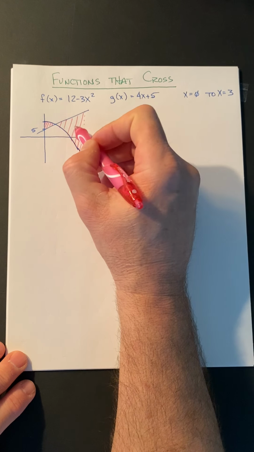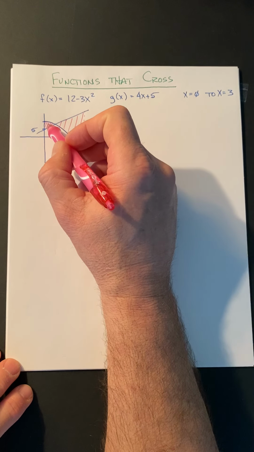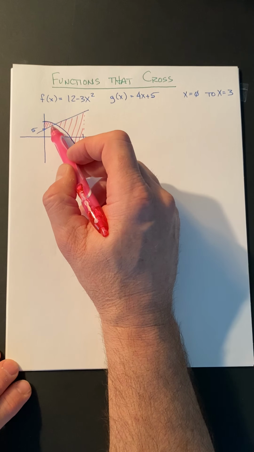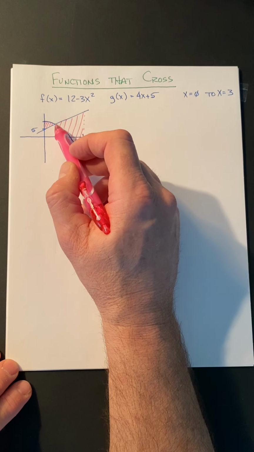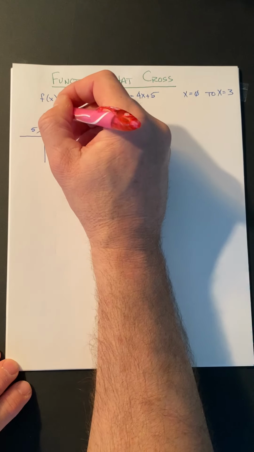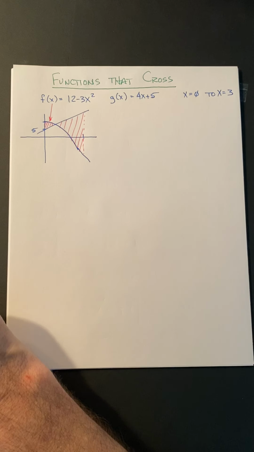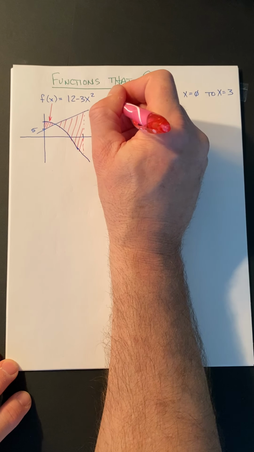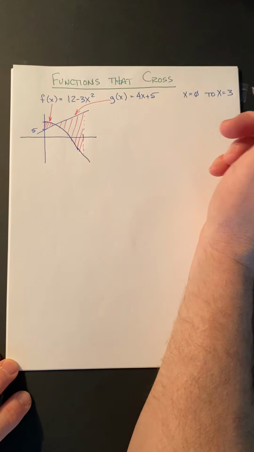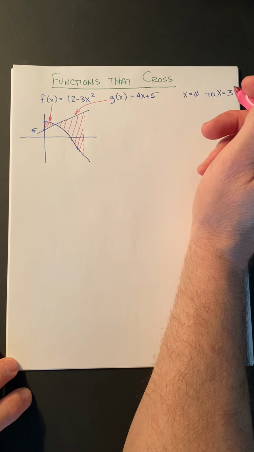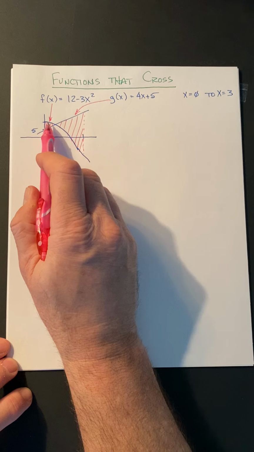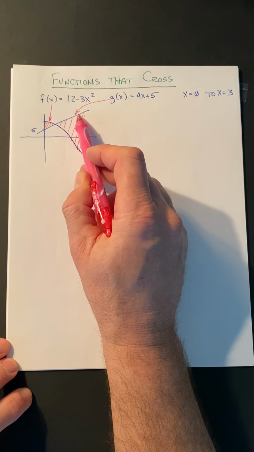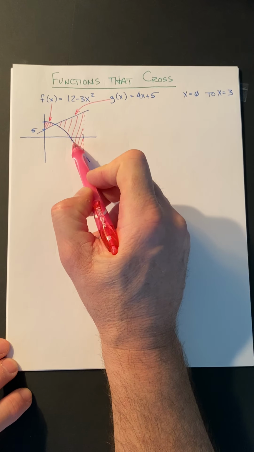So I've got to be able to do something to find an area here and the area here. Well, in this part right here, up until where they intersect, f of x is my upper function, isn't it? Once I pass the point of intersection, g of x becomes the upper function, okay? So here I'm going to integrate f of x minus g of x, and then here I'm going to integrate g of x minus f of x.